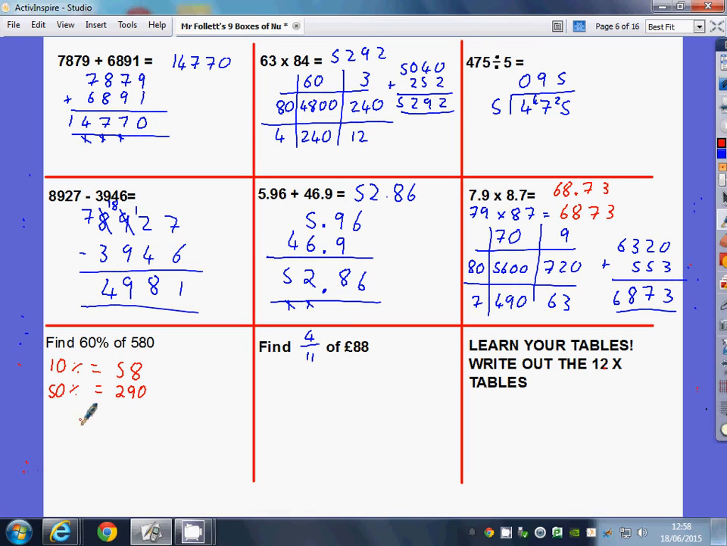So I'm going to add them together. So 290 plus 58, 8, 14. So 60% is 348.